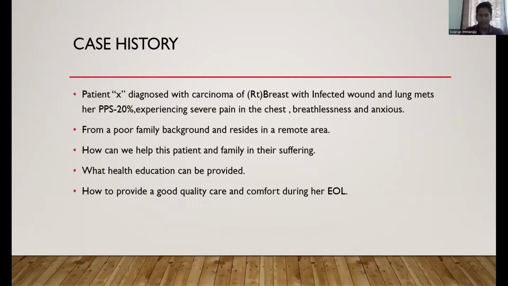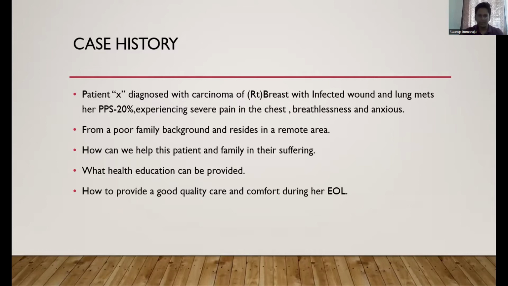Among this, there are a few things which I would like to talk about. Number one is a patient with breast cancer, which means that this cancer is not going to get cured. She also had an infected wound with lung metastasis. There are a few things in that. And also the patient's performance is 20%.